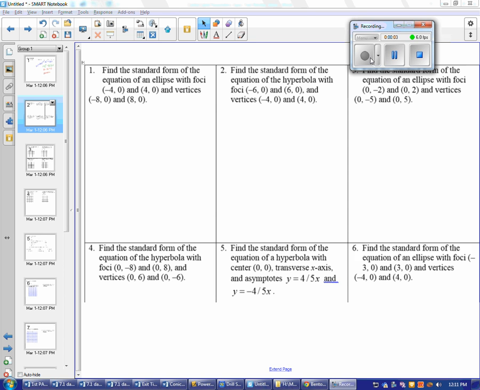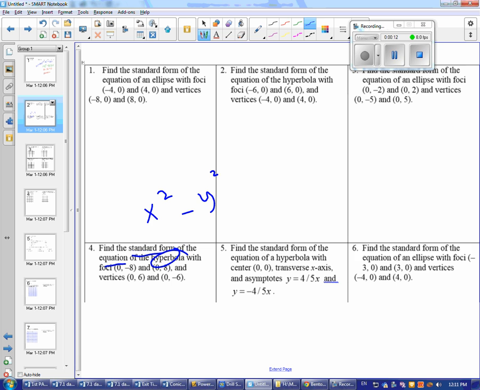I'm going to look at number 4. We're trying to find the standard form equation of a hyperbola. So the standard form equation of a hyperbola is something like that. Make sure it equals 1. So this hyperbola has foci at 0, plus or minus 8, and vertices at 0, plus or minus 6.